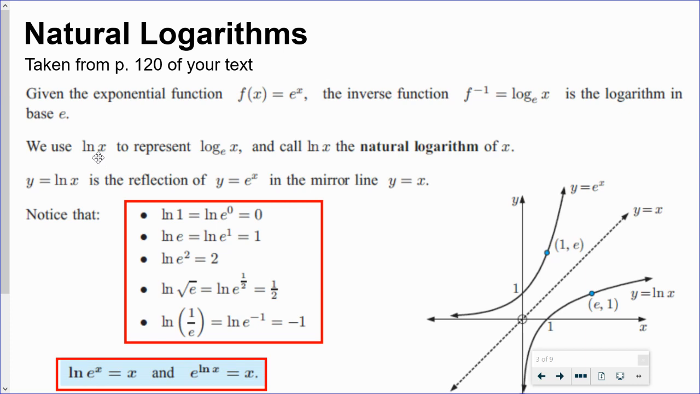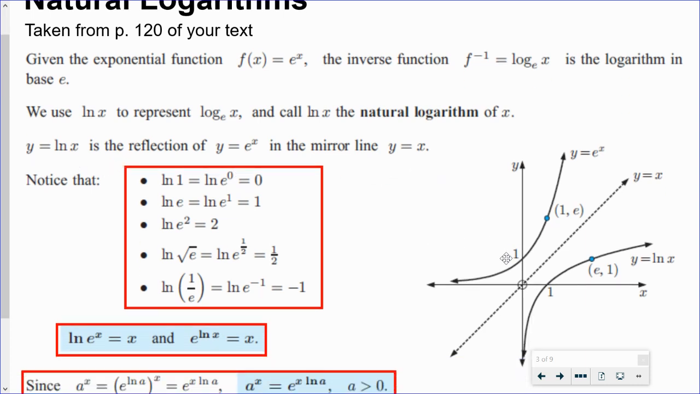Some people say "ln x" and some people read it differently. I'll read it as "ln x", to represent the natural logarithm of x. So y = ln x is a reflection of y = e^x in the mirror line y = x. We have our exponential function y = e^x going through the key points (0, 1) and (1, e). And we have its inverse going through the opposite key points of (1, 0) and (e, 1). And that is the function ln x.